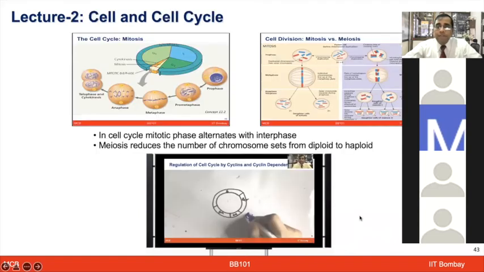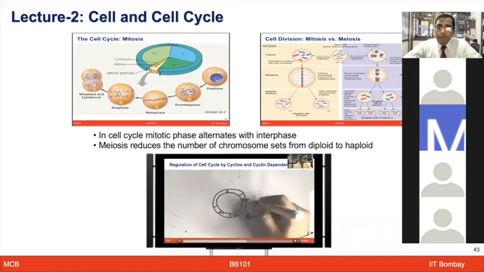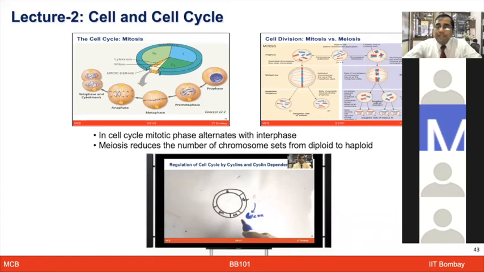Now, the second lecture was essentially dealing more with the cell division and cell cycle, where we tried to show you the different interplay of cyclins and cyclin-dependent kinases, and how different types of cell division happen, mitosis versus meiosis. And during the process, you also learned some of the basics of the cell organelles.